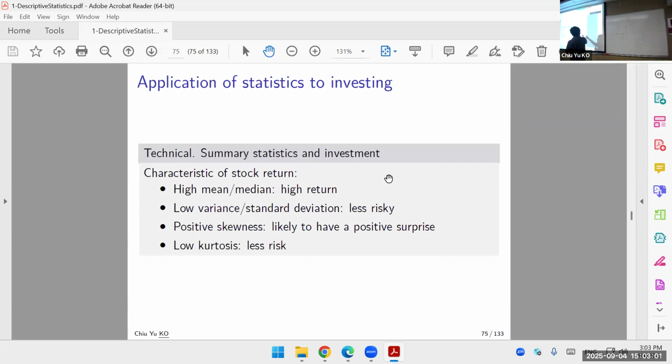But just a minor recap here. Those people actually taking VO, look at the mean and median. It's return and deviation and variance about the riskiness of the stock. Positive skewness is also going to give you a good stock, and low kurtosis is also good because extreme risk is also gone.